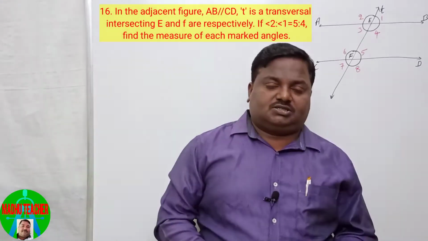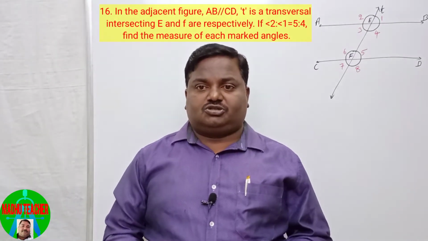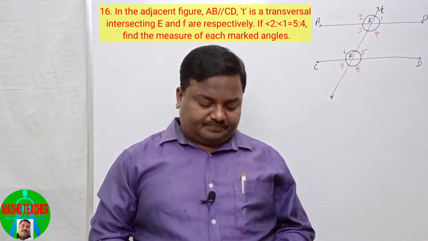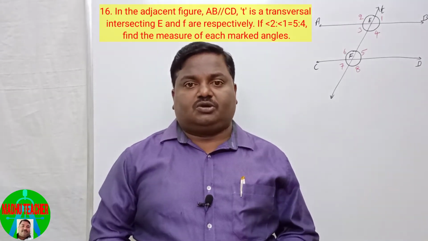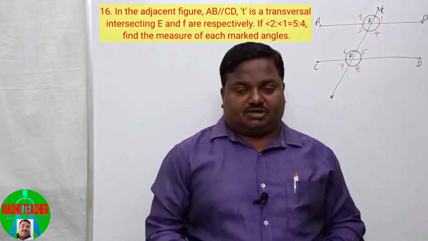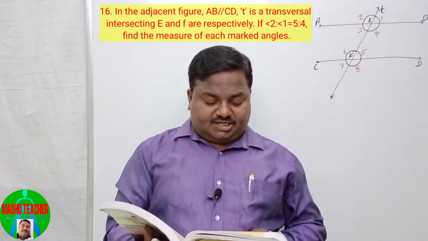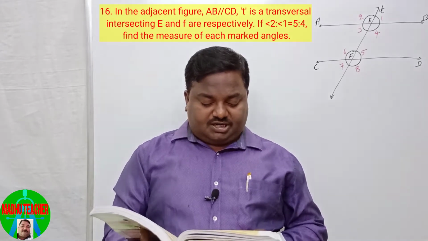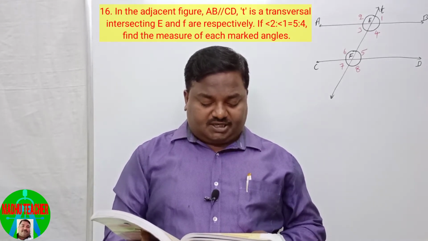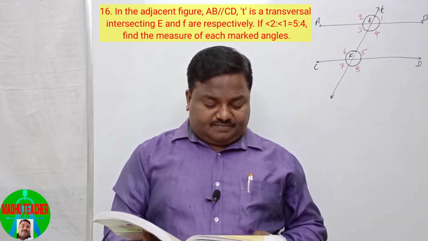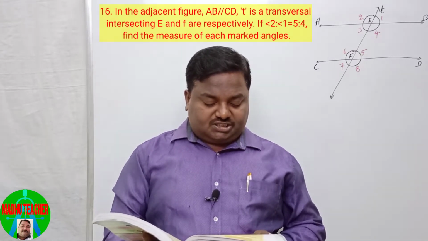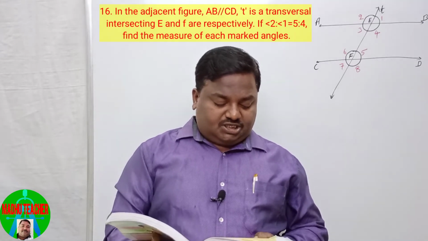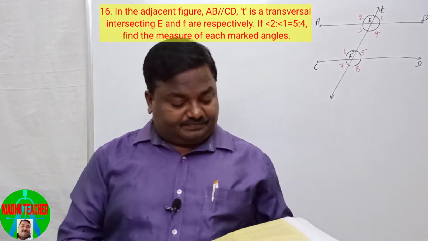In previous videos, we completed up to the 15th problem in exercise 4.3. In this video, we are going to solve from the 16th one. In the adjacent figure, AB is parallel to CD, and T is a transversal intersecting at E and F respectively. If angle 2 is to angle 1 is 5 is to 4, find the measures of each marked angle.